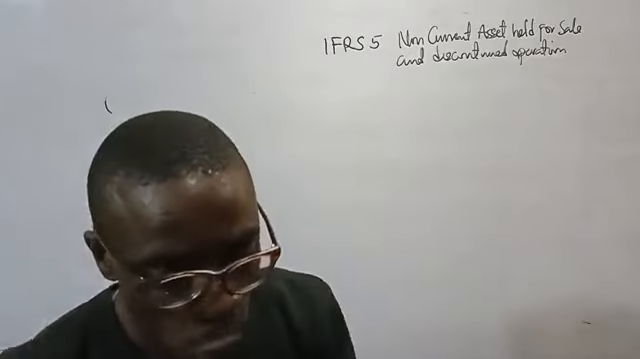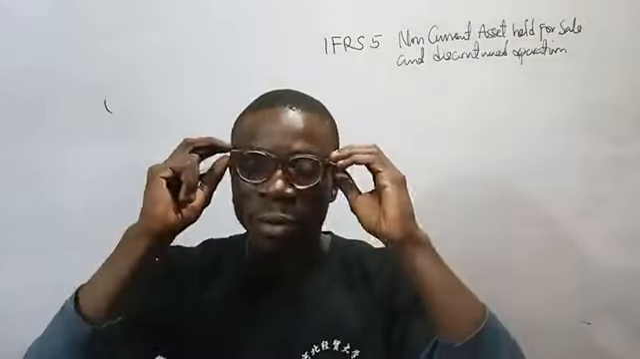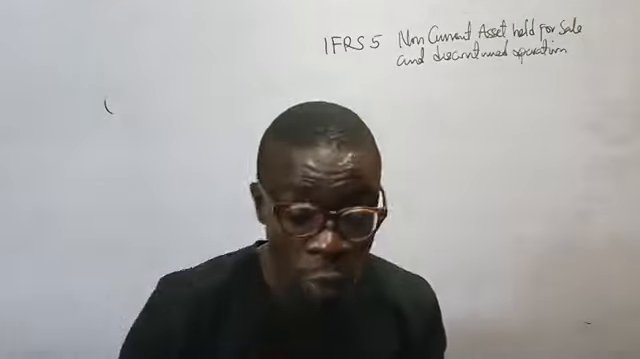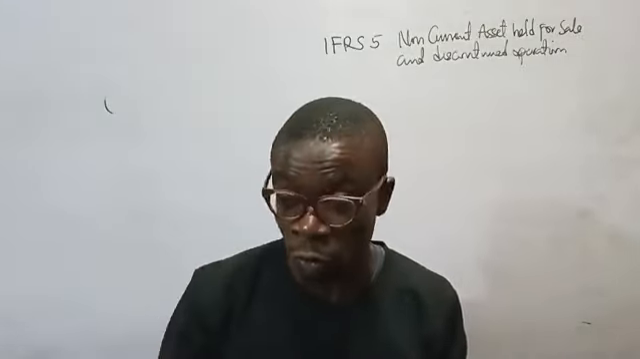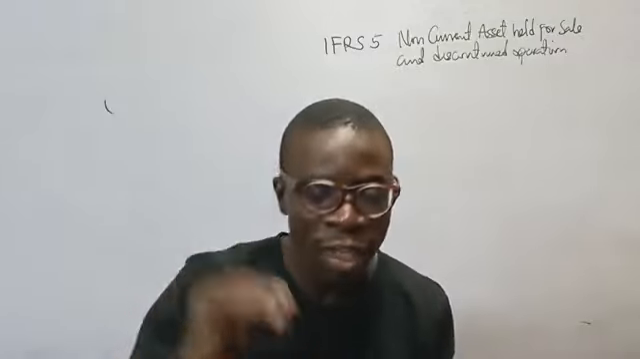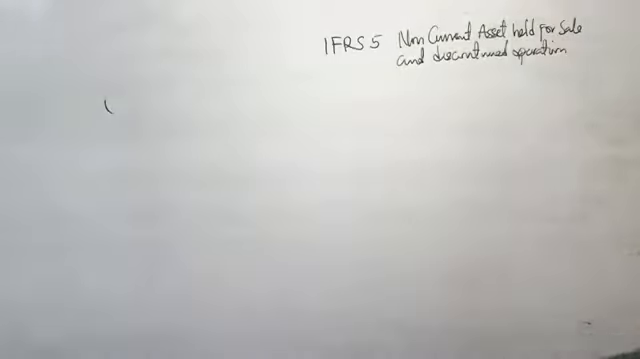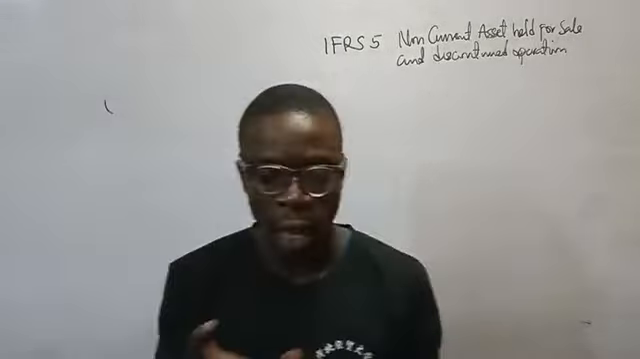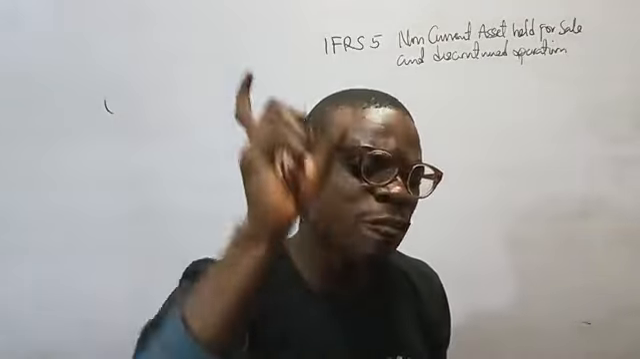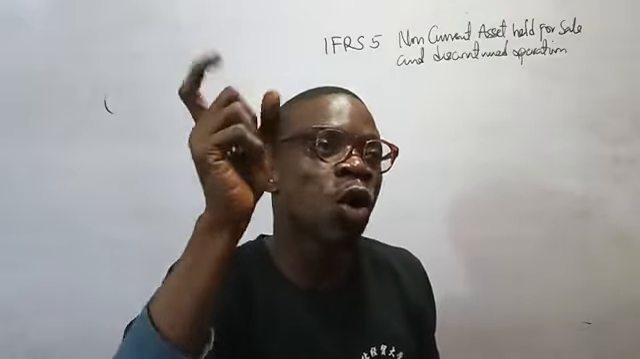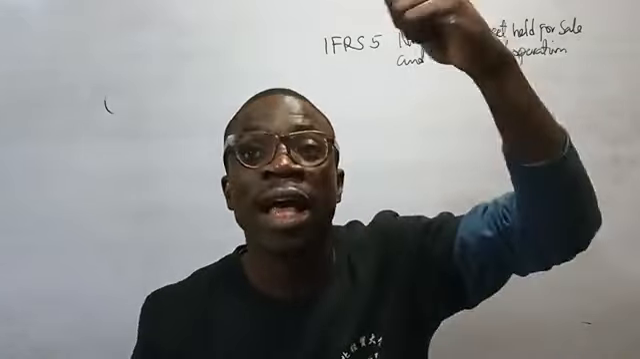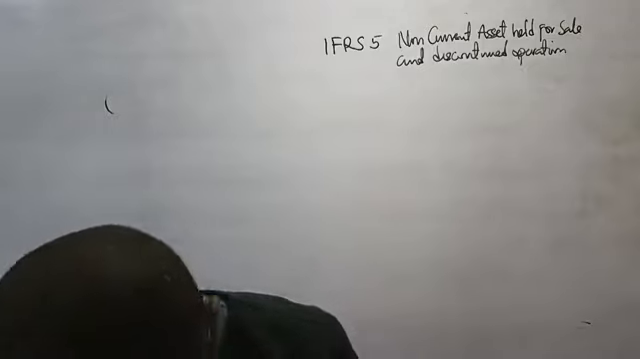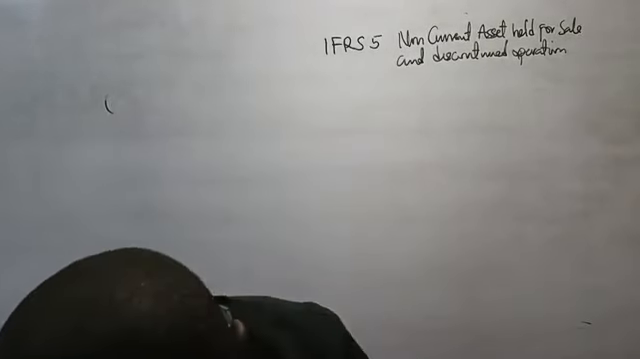Regardless of the asset, when a non-current asset is held for sales, it will be under current asset, because that asset must be sold within a year. And because it must be sold within a year, it does not meet the definition or criteria to be classified as non-current asset, so it will be under current assets. Now let's go to the classification.